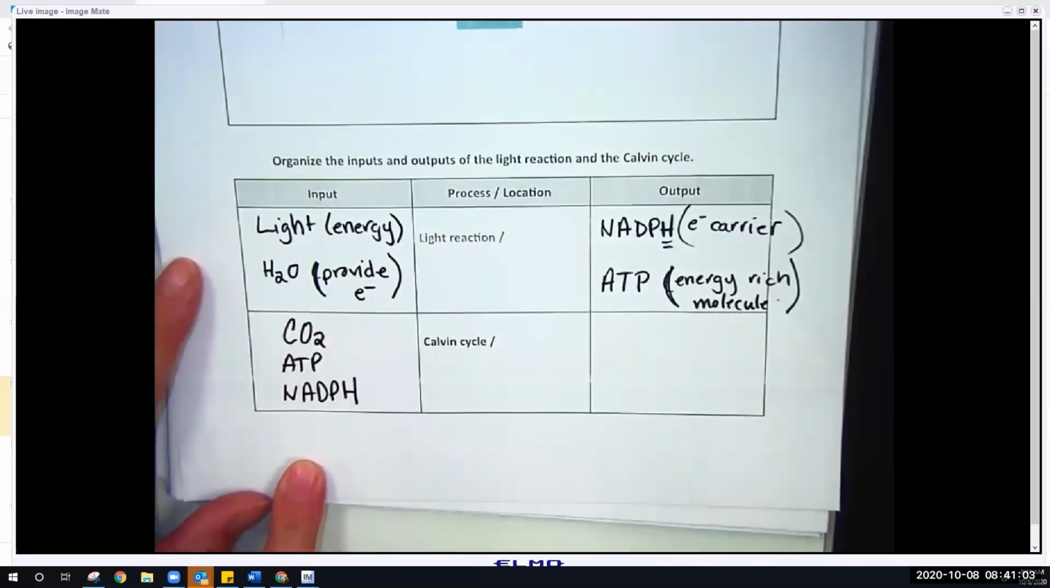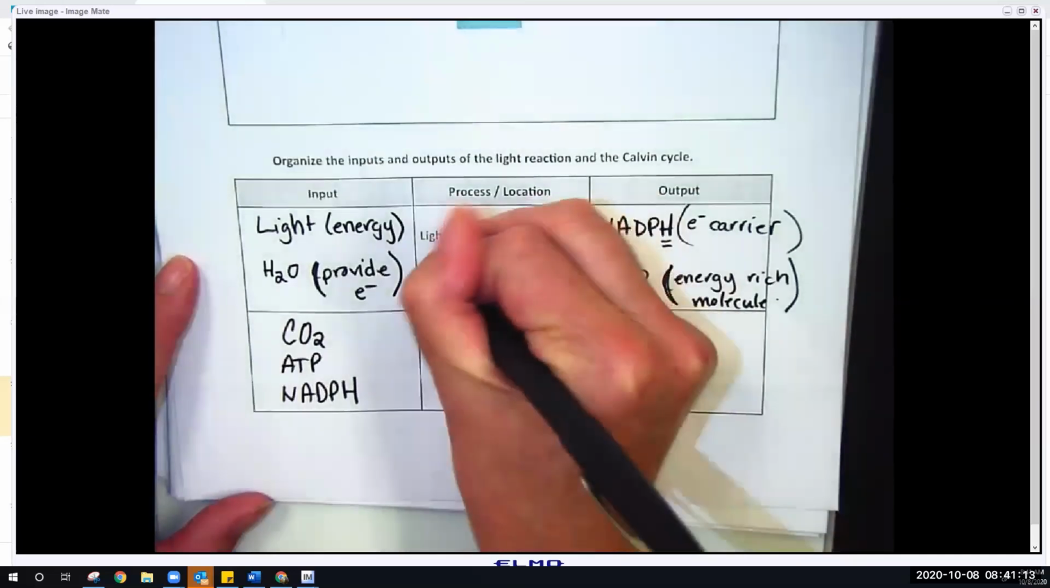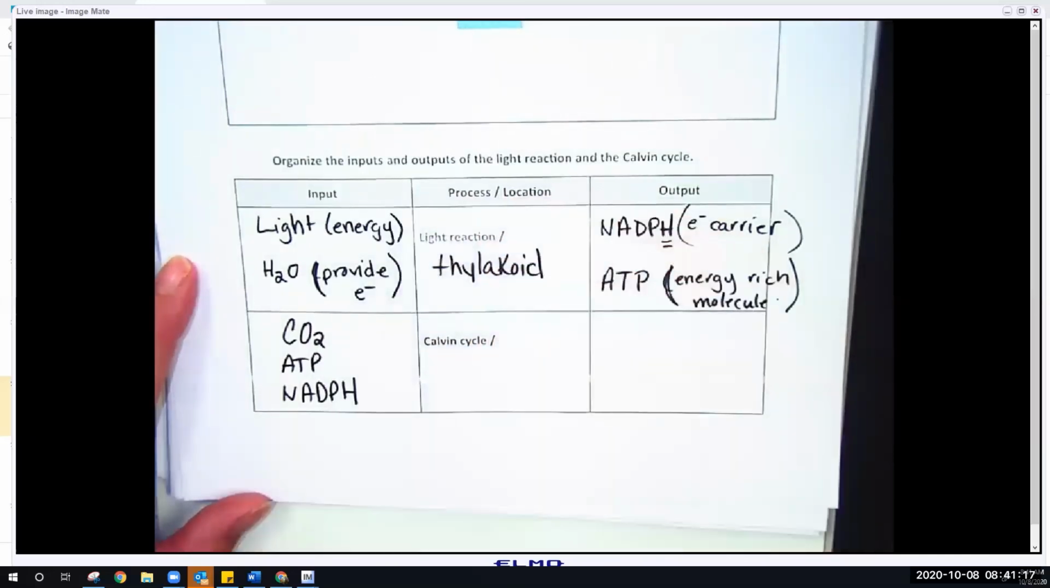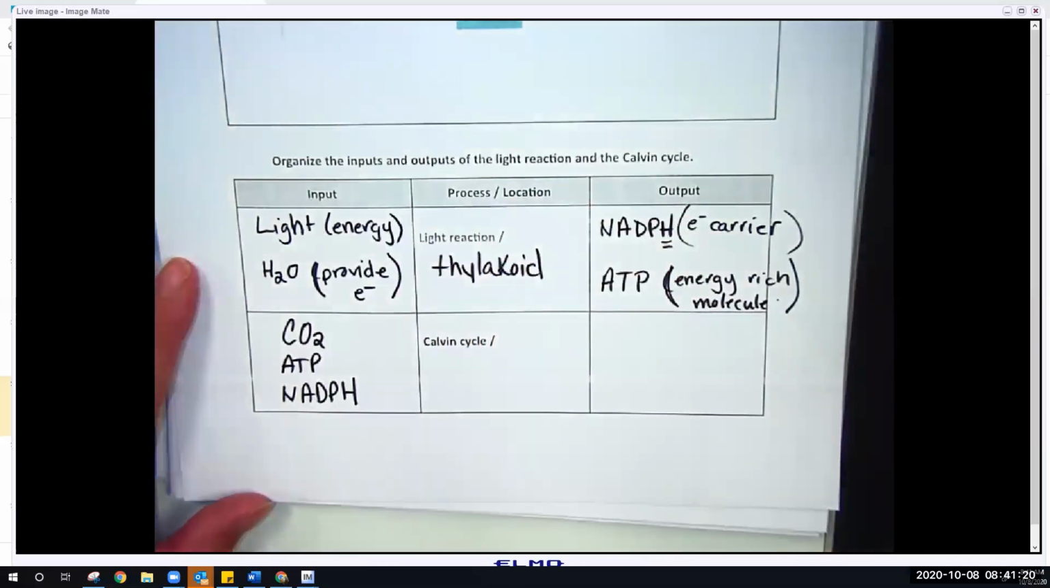Anna, what box do you want? I'll do the location of the light reaction. Where does that happen? The thylakoid. Okay. Leah, which box do you want? I can do the output for the Calvin cycle. Okay, what do we make?